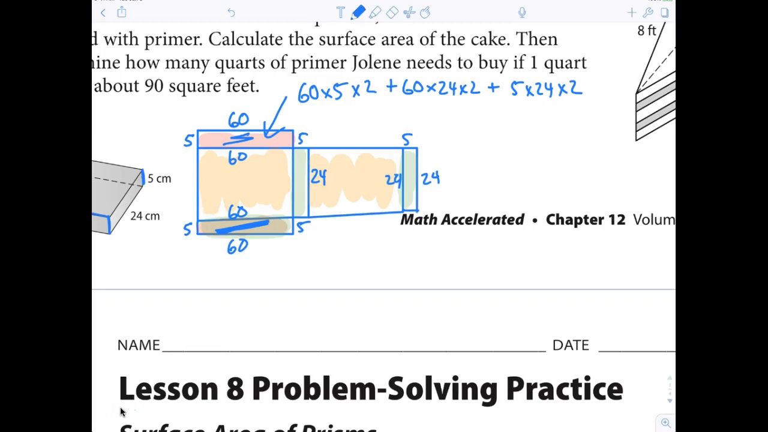That's it. Look up now. I'm going to show you one last thing. The green right here, those are 5 by 24s. You with me? And this one right here is 60 by 24. So now you add those up.